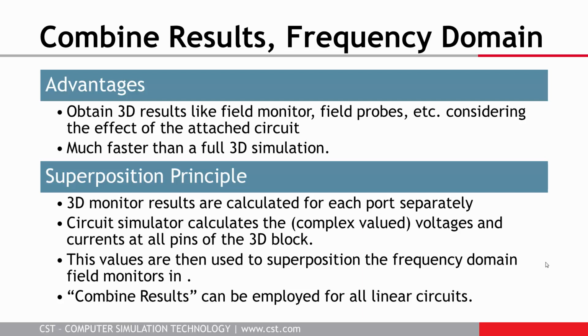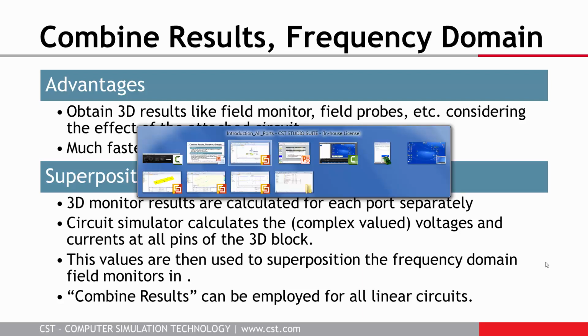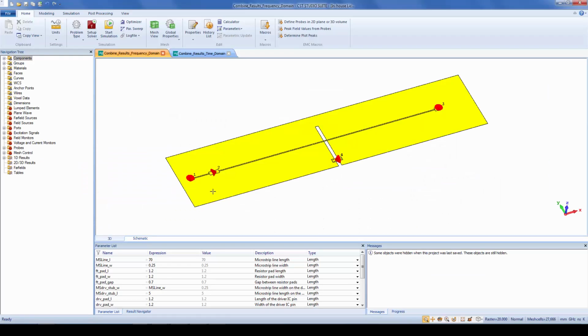And once I know what the voltage and current distribution at each pin is, I can apply them to the ports. And by using superposition, I can calculate the field distribution. And that works as superposition, as most of you know. It works only in the frequency domain, because superposition can only be applied to linear systems. So here's an example of how it works.